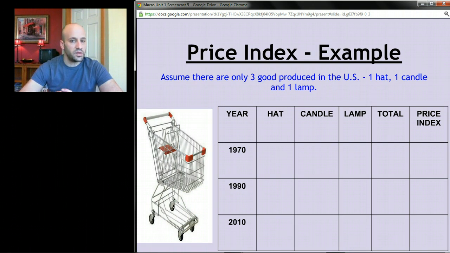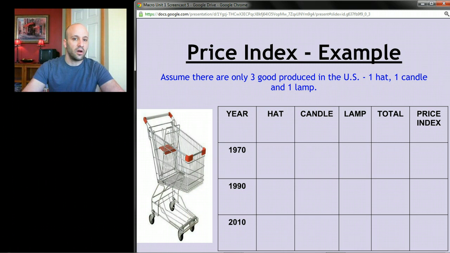Alright, so I'm going to take you through an example to show you how this works, and it's useful to really follow this example closely because I don't think there's really a way to understand price indices without doing so. So let's assume that there's only 3 goods produced in the US economy. That last year, for example, we made 1 hat, 1 candle, and 1 lamp. Alright, the way we would calculate a price index is by going shopping for those 3 goods, and let's do that for 3 different years.